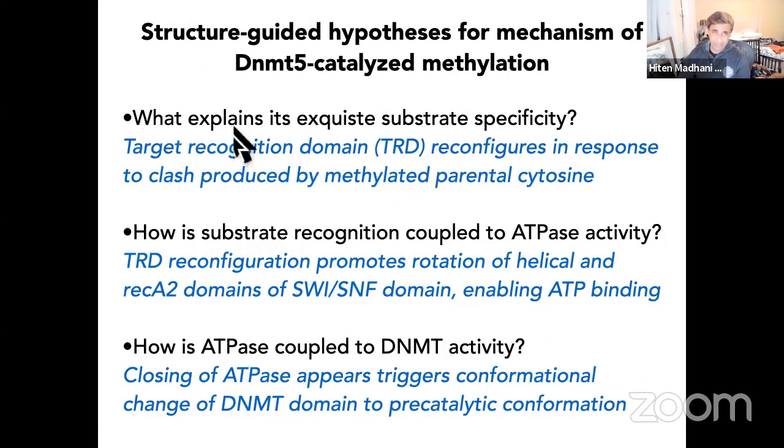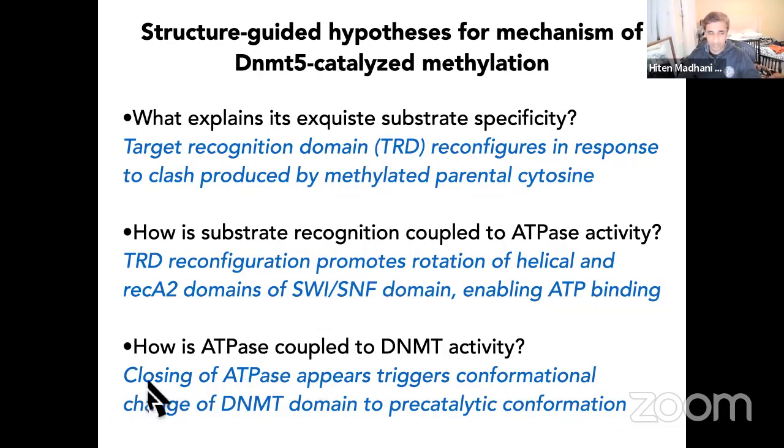We think that at least the exquisite specificity is partially explained by the target recognition domain reconfiguring in response to a clash produced by the methylated parental cytosine and asparagine 669. And this reconfiguration seems to promote a rigid body rotation of the second Recce2 domains that allows the two Recce domains to be juxtaposed in such a way that nucleotide can be bound.